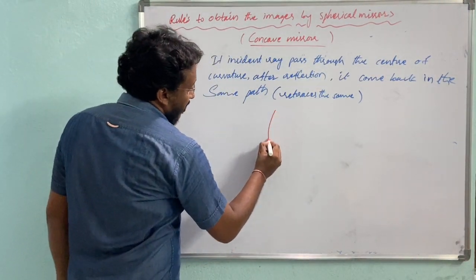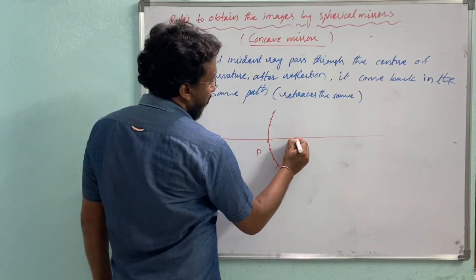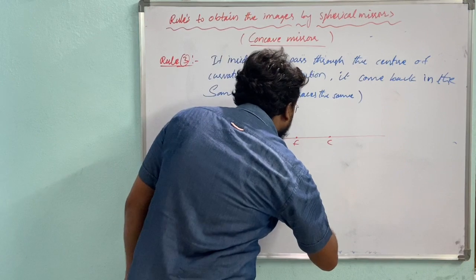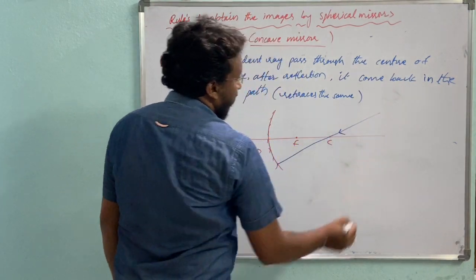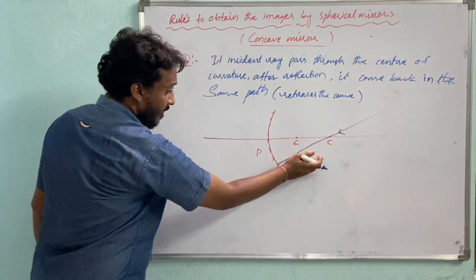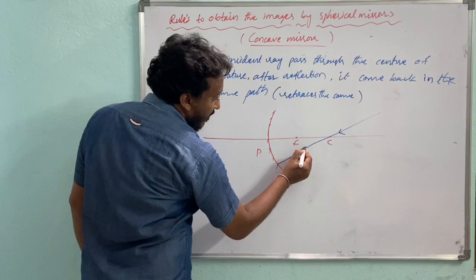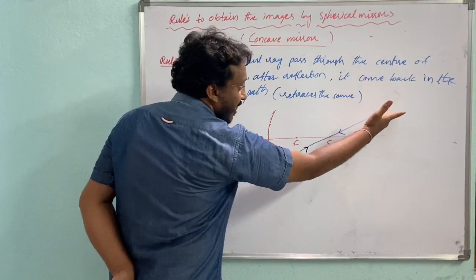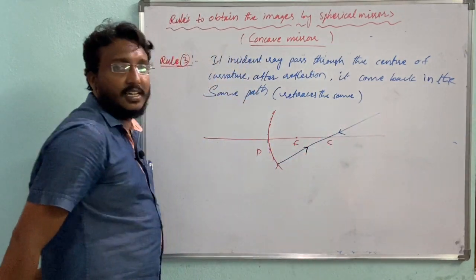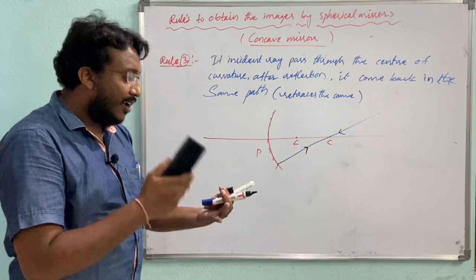Then here you can represent with the help of the diagram: concave mirror, principal axis, pole, focus, center of curvature. Then third ray, if incident rays pass through the center of curvature, after reflection it retraces the same path, or it reflects back, right? Very easy, right? It travels through the center of curvature, and after the reflection it comes in the same direction. It never changes its path. Have you understood? This is third ray. Rule number 1, rule number 2, rule number 3.